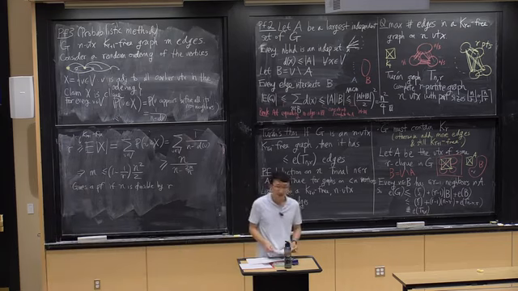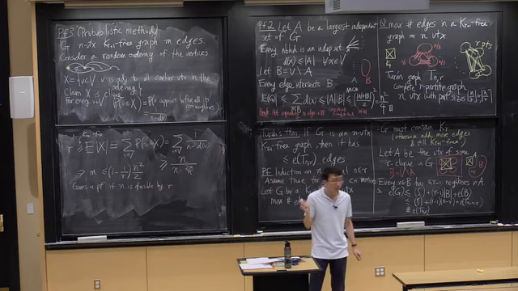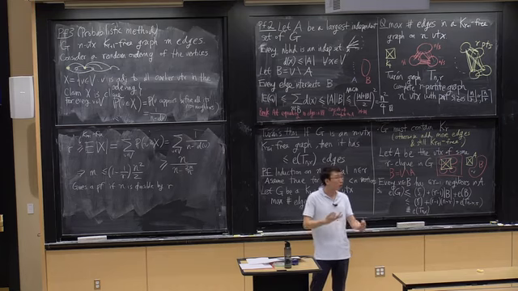Any questions about this proof here? And so it's a probabilistic method proof. So we're introducing some randomness into the problem that originally had no randomness in it.